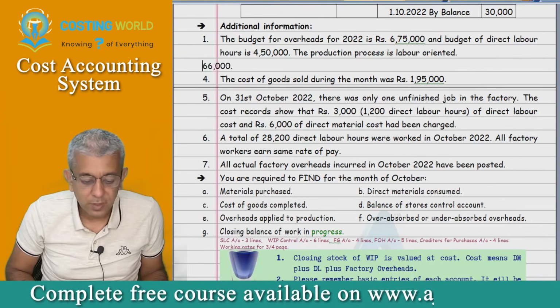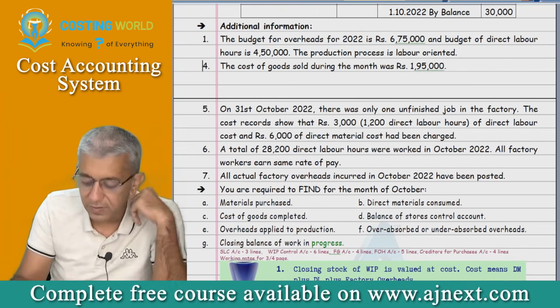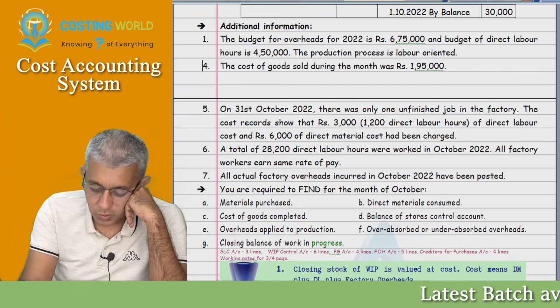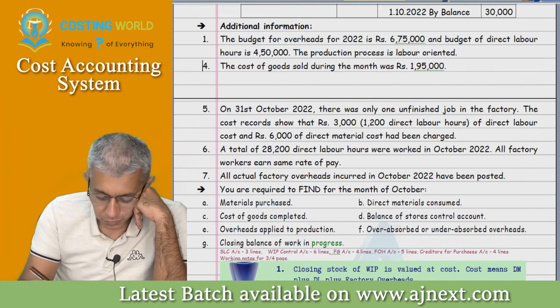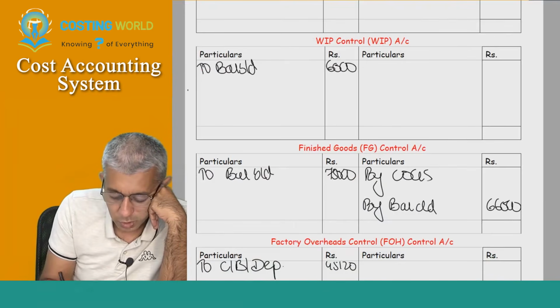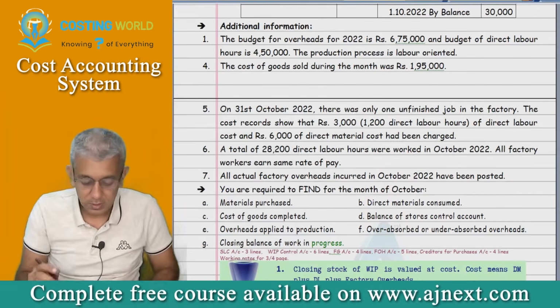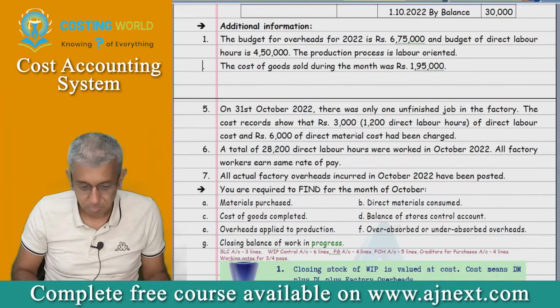Then the fourth one: cost of goods sold during the month was 1,95,000. Can you say COGS will be coming in finished goods account credit side? Yes. So finished goods account credit side by COGS 1,95,000. This thing is also gone.